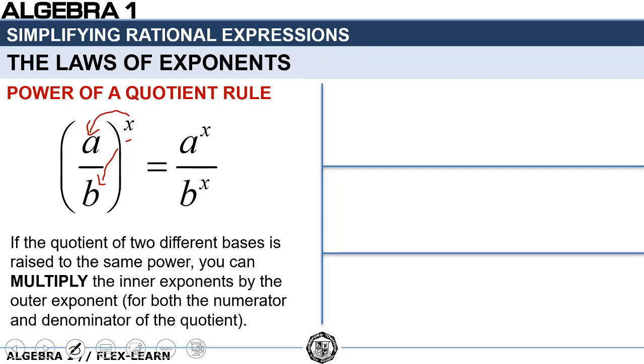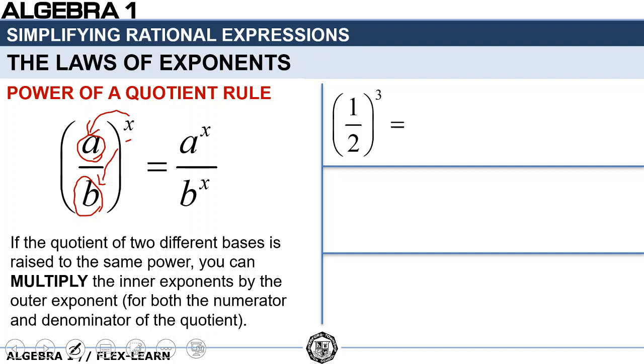The rule says if the quotient of two different bases is raised to the same power, you can multiply the inner exponents by the outer exponent. Again, what they're referencing there is that the bases here are different. You have an a and a b. Those are different values. They're not like the previous rule where the bases were the same.